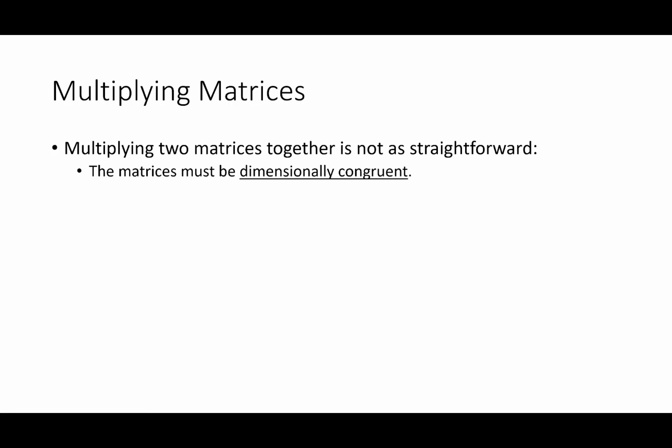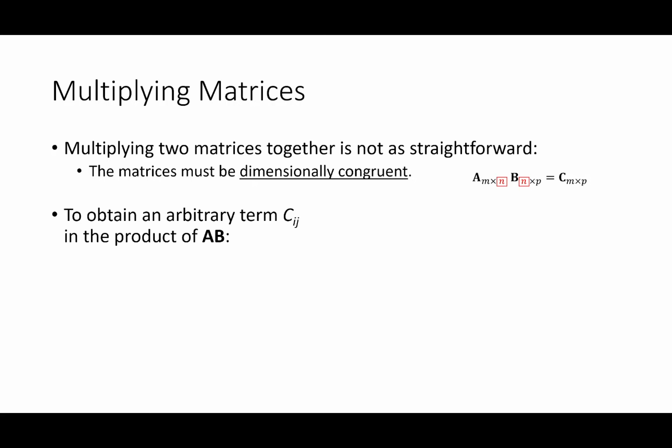Now what about multiplying matrices? Multiplying matrices is a little more tricky, okay? The only way that you can multiply 2 matrices is if they are dimensionally congruent, okay? And that's just a really fancy way of saying that if I try and multiply matrix A times matrix B, if matrix A is m by n and matrix B is n by p, these 2 numbers have to be the same number, okay? Because if you want to obtain some arbitrary term in matrix C, it's just a sum of products, and you have to sum over k from 1 to n, so you have to have the same term here.